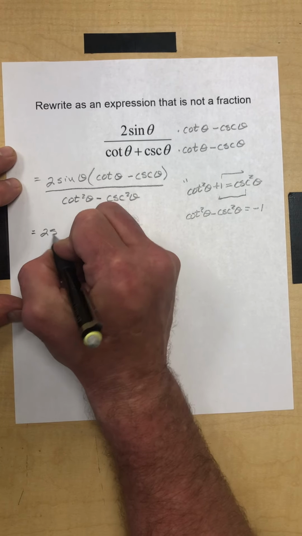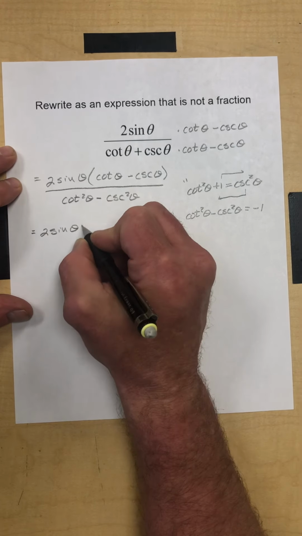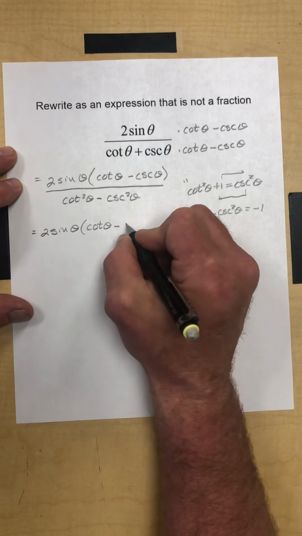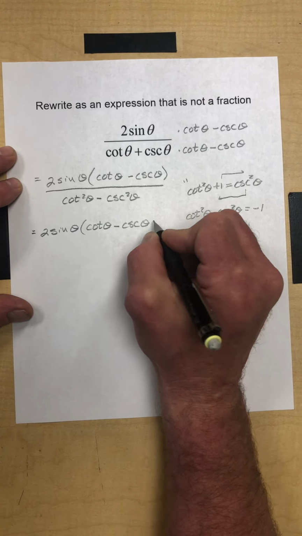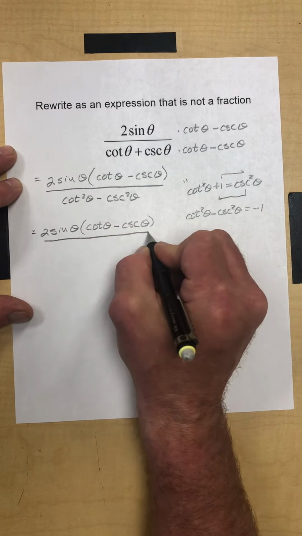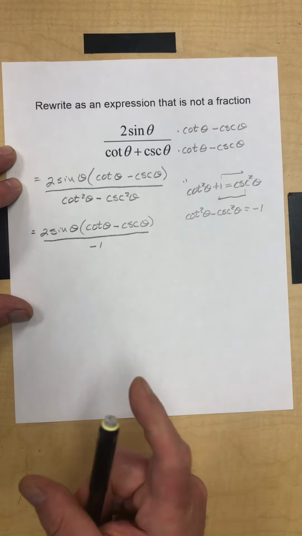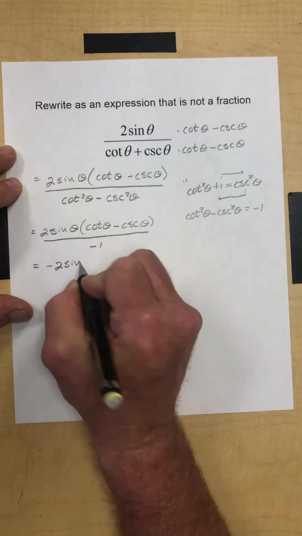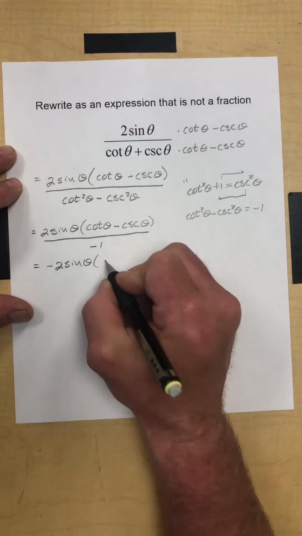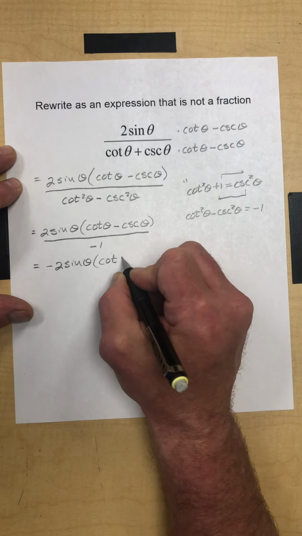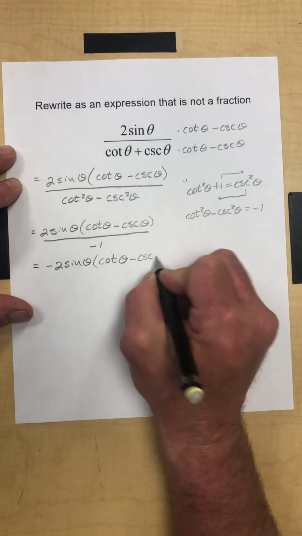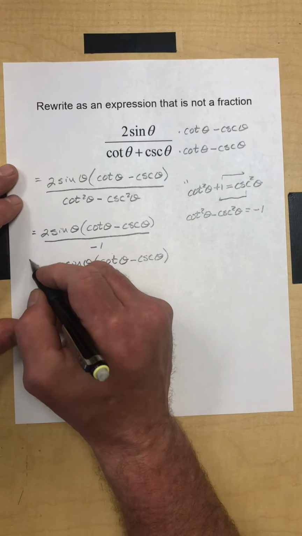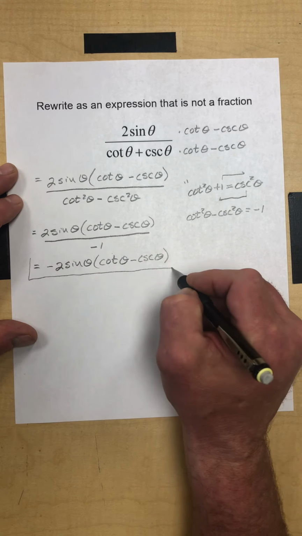Okay, so I get 2 sine theta times the quantity of cotangent theta minus cosecant theta all over -1, which just reduces down to the opposite of 2 sine theta times the quantity of cotangent theta minus cosecant theta, like that. So that's one possible answer. I don't know if that's the best one or not.